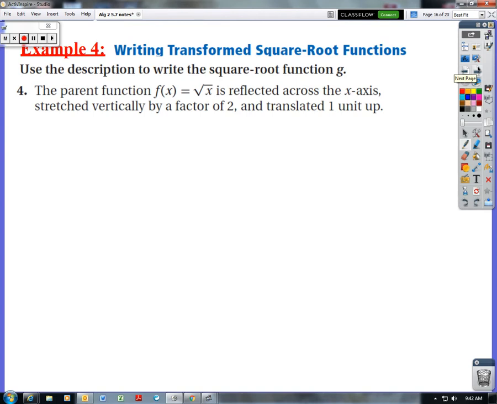Okay, do this one on your own. This one's easier, and I'll give the answer. So the answer is, it's reflected across the x, that's outside. It's stretched vertically, so that's outside. It's translated up, so that's outside. See, vertical is so easy. So that one is done. That was a cinch.